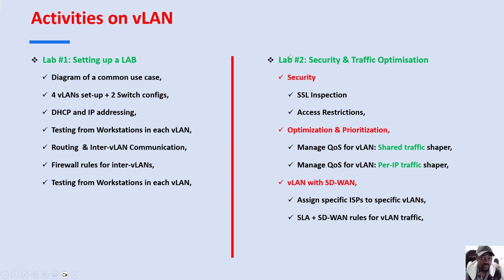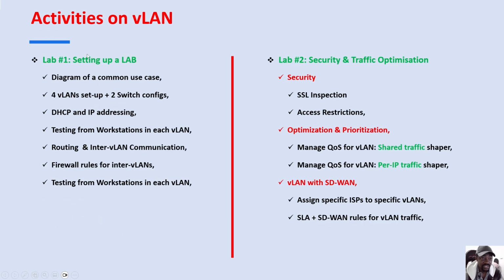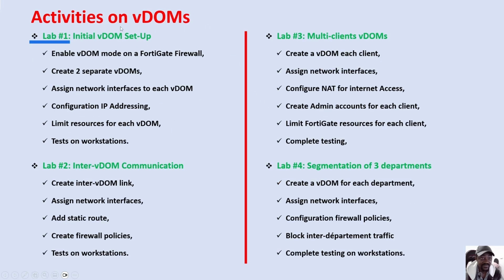So as I said, this is lab 2 in our activities on VLANs. In lab 1, we put in place this infrastructure where we have a FortiGate device and two Cisco switches. For each switch, we enable two VLANs, and we configure inter-VLAN communication so that traffic can be routed from one VLAN to another. So we did this during lab 1. After completing lab 2 on the activities on VLAN, we'll jump into the activities for VDOMs, where we'll implement all these activities on VDOMs.